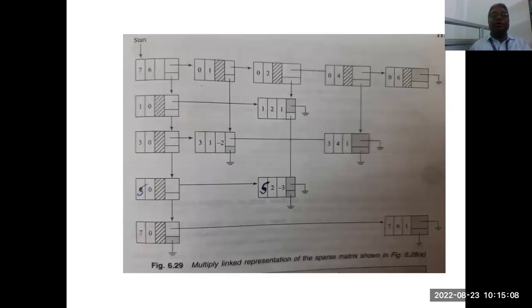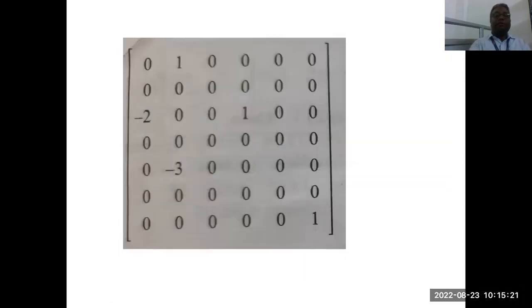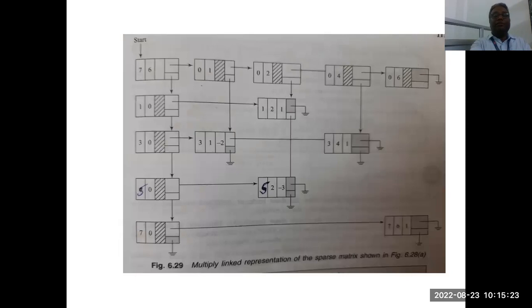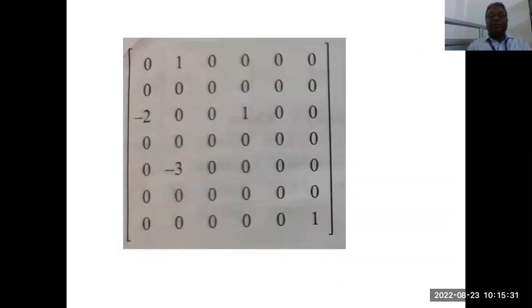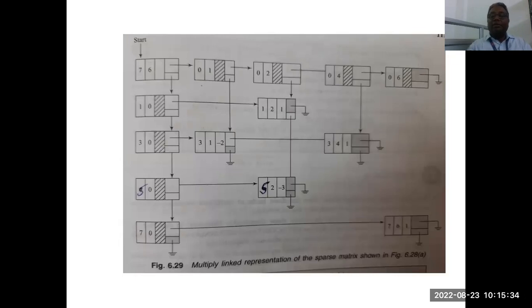So this row pointer, or right link, has been connected to the third row, fourth column, and the value is 1. Similarly, in the fifth row we have a minus 3, so in the fifth row, second column, we store the minus 3. Then, coming back to the seventh row, sixth column, we have the 1. So in the seventh row, sixth column, we stored the 1, and we don't have the right link or the bottom link, the down link. So we have set them to null.